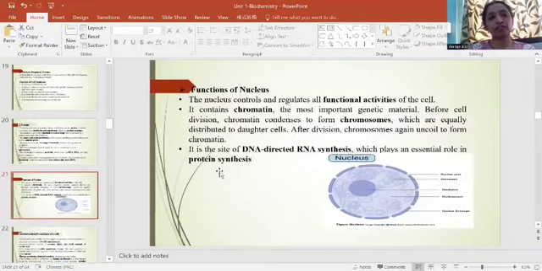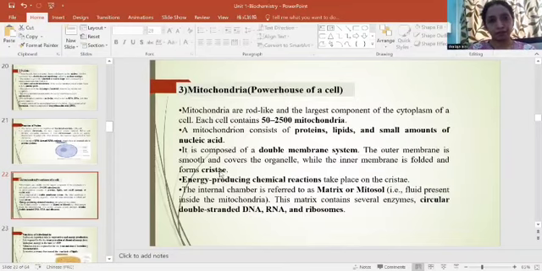So what are the different functions of the nucleus? The cell nucleus is the core of your cell. It controls and regulates all the functional activities of your cell. It contains chromatin, which is the most important genetic material. Chromatin condenses into chromosomes, which are equally distributed to daughter cells. It is the site where DNA-directed RNA synthesis takes place, which plays an essential role in your protein synthesis.